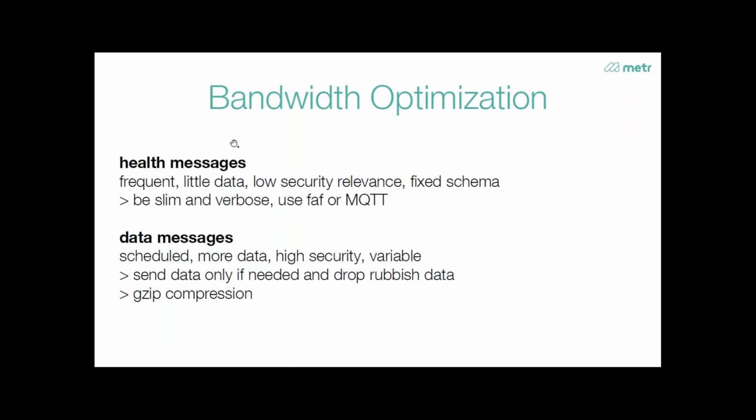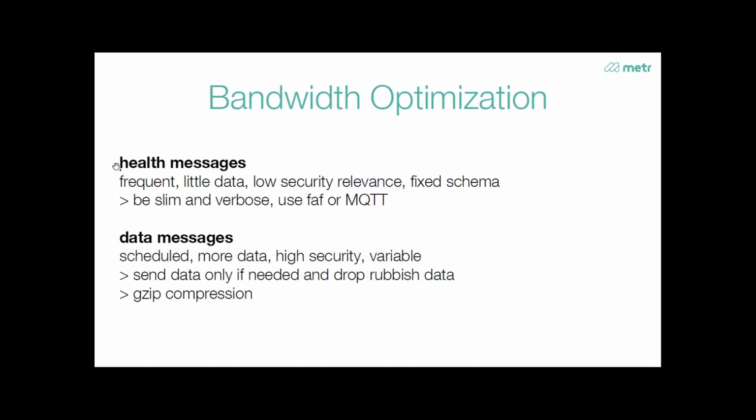One of the things we would recommend is to always split your data into two types. One of the things that you will always have in IoT are health messages. Health messages are the reporting about the status of your device. They should be as frequent as possible, with little data. You don't usually have high security relevance, because most of that data is not really critical. If someone really gets it into their hands, you won't send any secrets across that message, right?